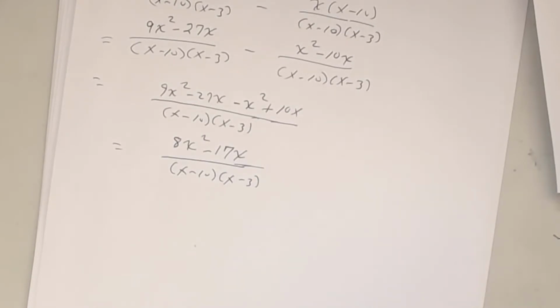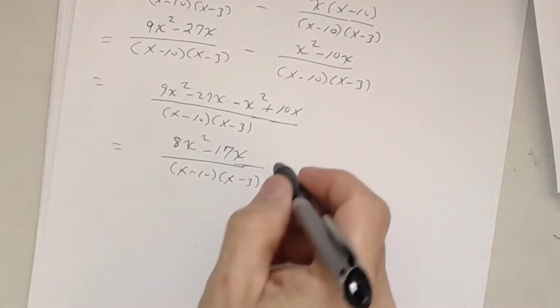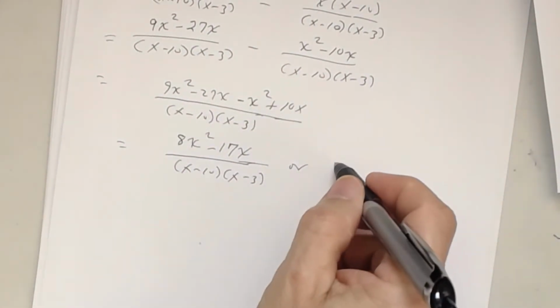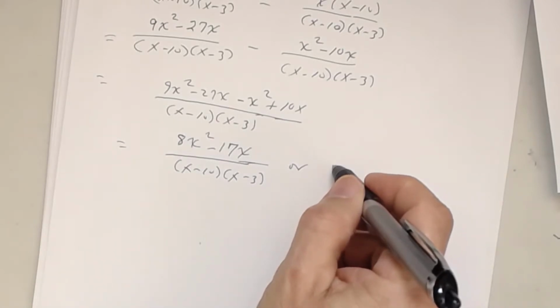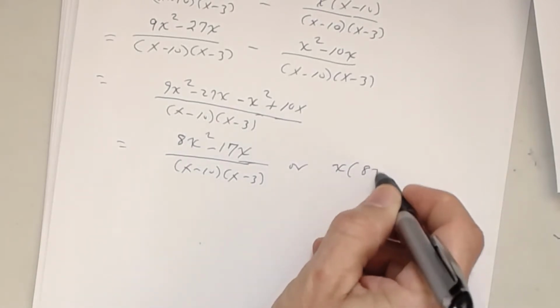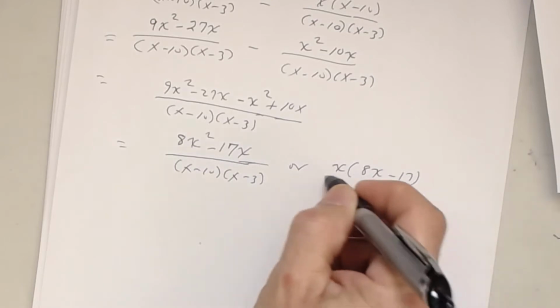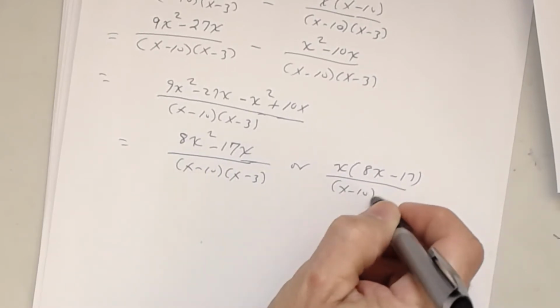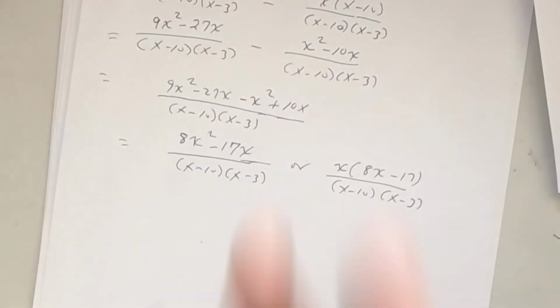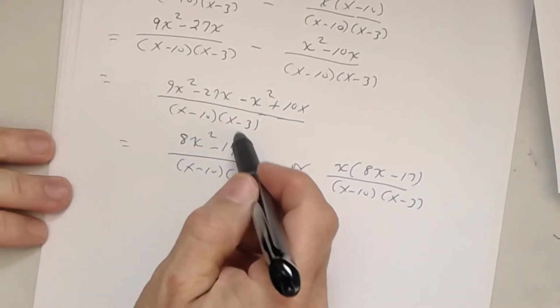Now, the numerator can be factored, right? Is it going to help you? No, so you can leave it like that. So you can leave it like this, or you can say, how would you factor the numerator? x times 8x minus 17 divided by x minus 10, x minus 3, but it doesn't help you. You can't reduce anything. So either one of these is fine.